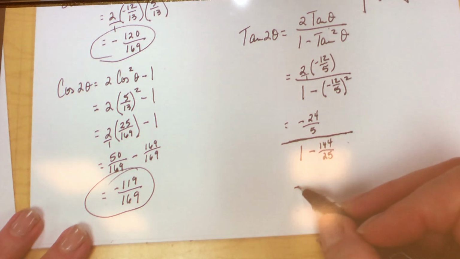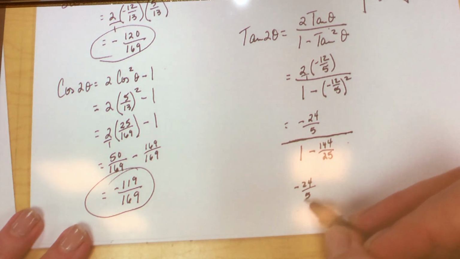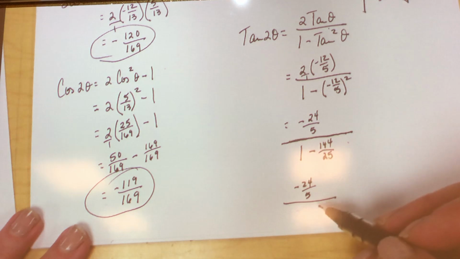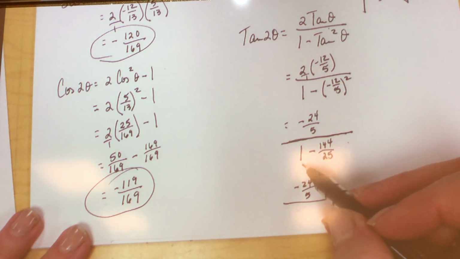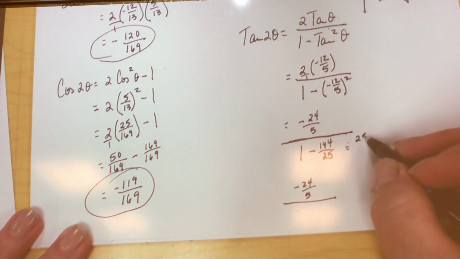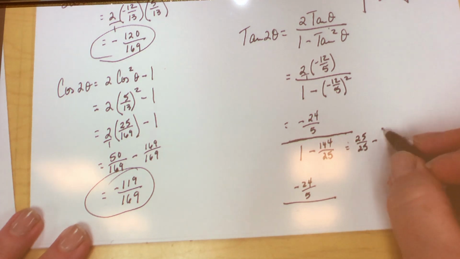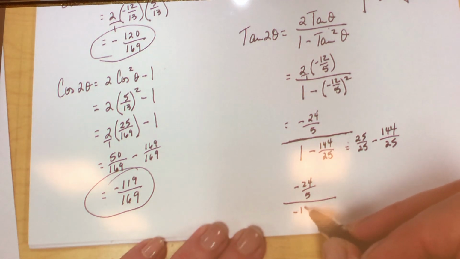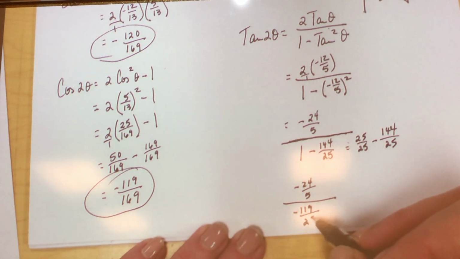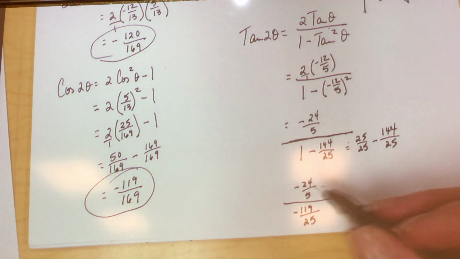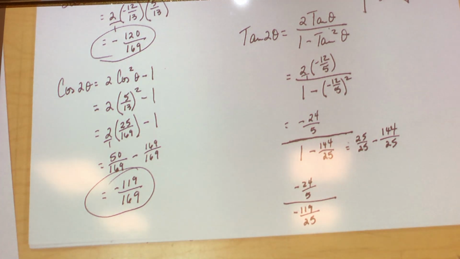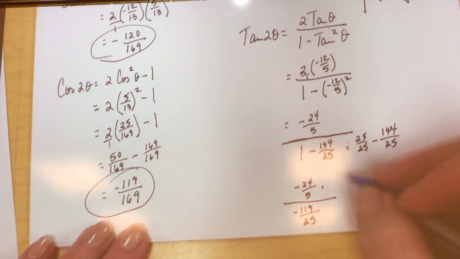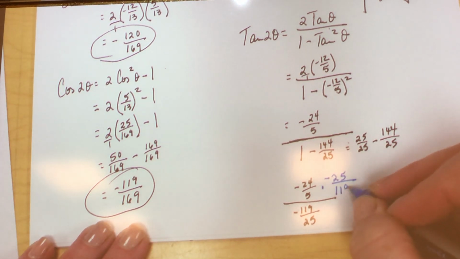My top is good, negative 24 over 5. Down here, what am I gonna get? You're gonna get 25 over 25 minus 144 over 25. Tell me what that is. Negative 119 over 25. Okay, now can I flip and multiply? Yes. So now I'm gonna flip this guy on the bottom, he is negative, so 25 over 119.